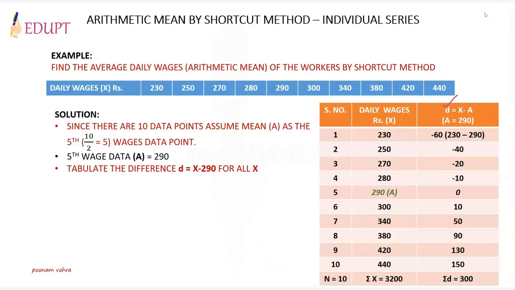In the first case, it is x minus a. X is the values which are given to us. In the first case, it is 230. So the deviation is 230 minus 290, which is minus 60. In the second case, it is 250. So it will be 250 minus 290. We get minus 40 and so on.